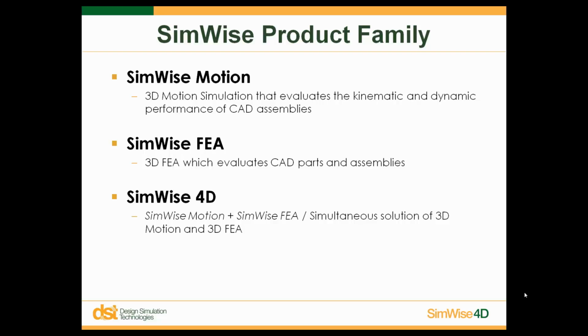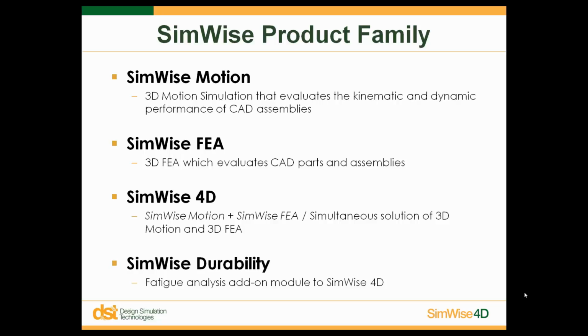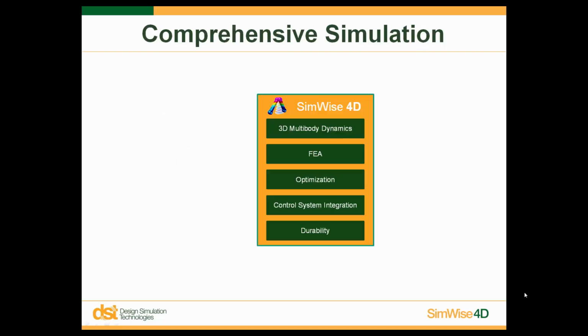And the real benefit of combining those two together is that SimWise4D allows for the simultaneous solution of a motion and FEA with every frame of the motion simulation. Finally, we have an add-on module to the 4D, which is SimWise Durability, which allows you to calculate the fatigue life of your products. SimWise can function in two different ways.